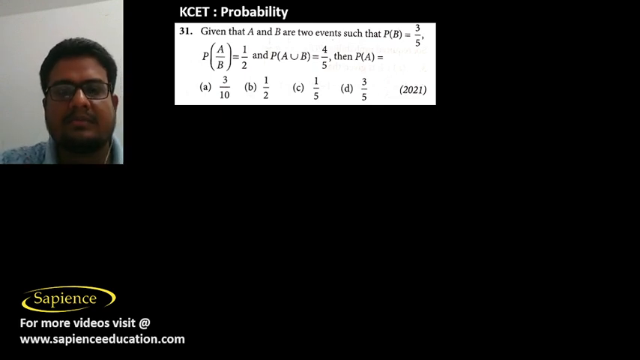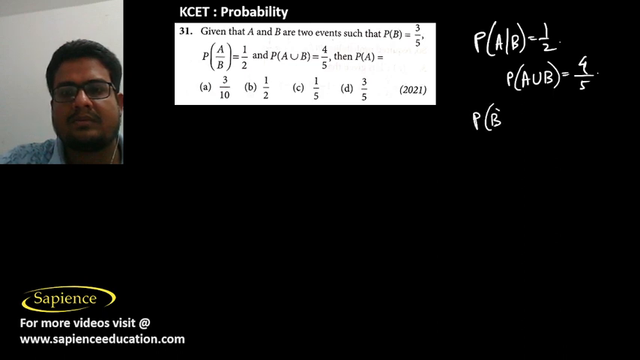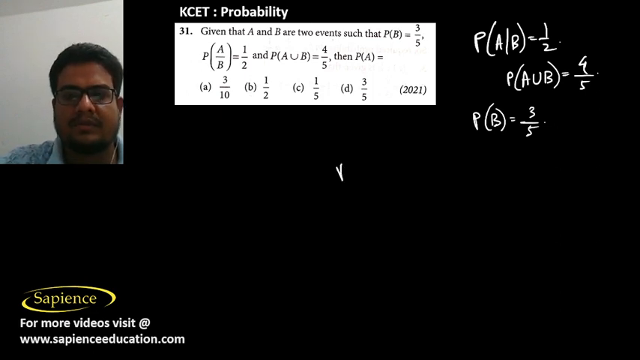So given that A and B are two events such that P of B is equal to 3 by 5, P of A given B is equal to half, and P of A union B is equal to 4 by 5. Then P of A is how much?